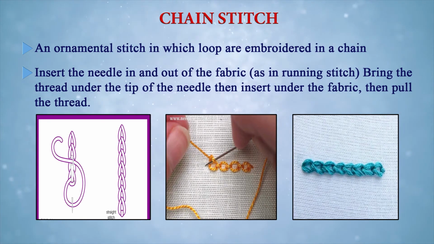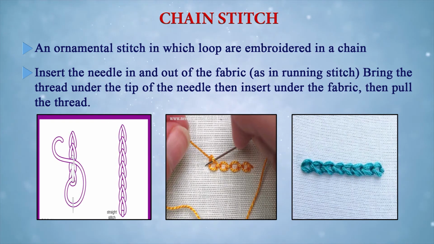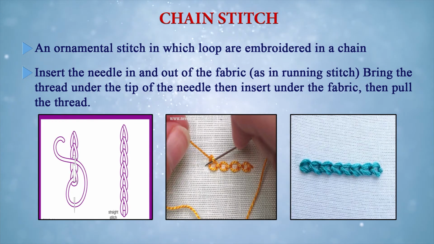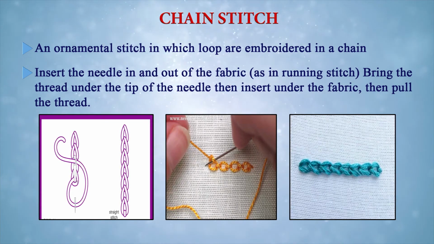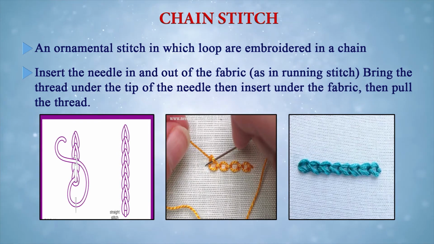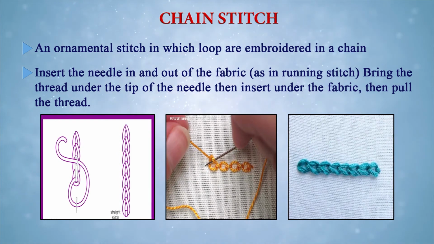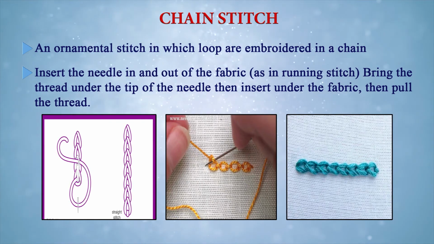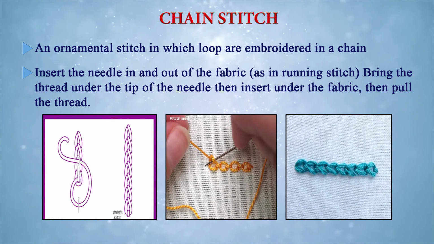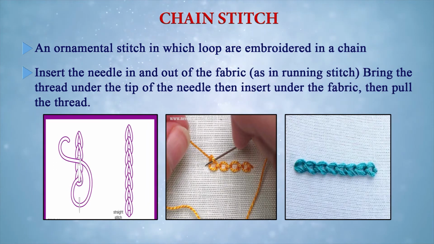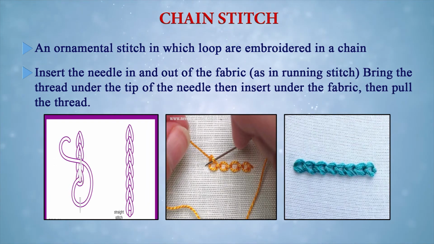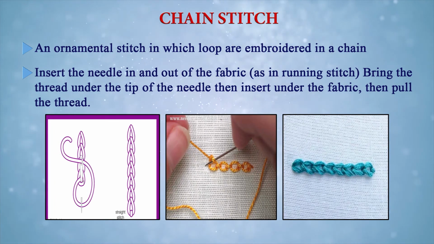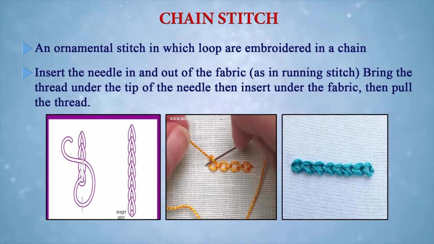We just insert the needle in the fabric and make one running stitch, and then we make a loop above the needle. When the loop is created, we just take the needle out from that loop and insert it in the fabric again. Doing this in a continuous and even manner creates a design, like the chain we have created on the fabric.